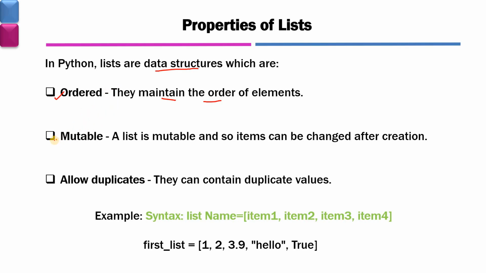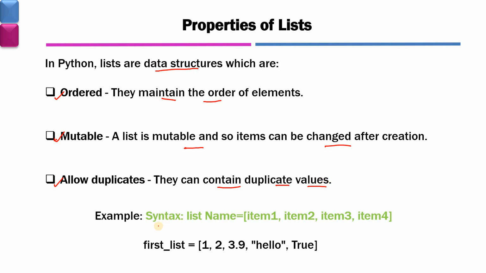The lists are mutable. Mutable means items can be changed after the list is created. That means you can add items, you can delete items from the list, you can modify the elements of the list. Okay, that is called a mutable list. And lists allow duplicates. That means they can contain duplicate values.